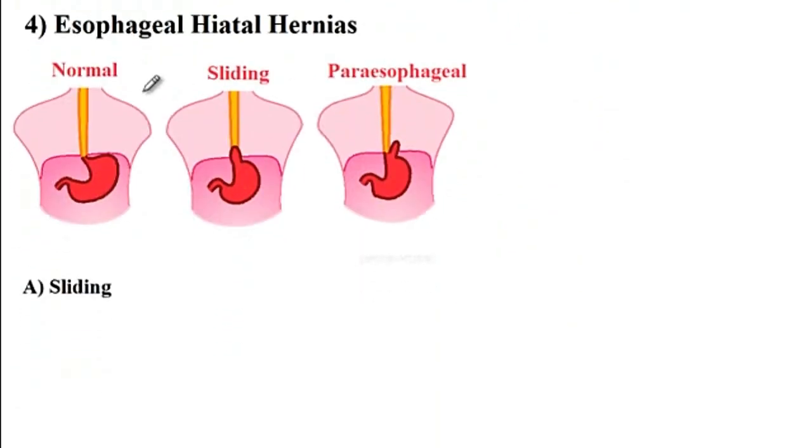Next, we have the esophageal hiatal hernias, which are divided into sliding and paraesophageal hernias. So here you can see that we have the gastroesophageal junction, and with these sliding hernias, the gastroesophageal junction has moved into the thorax, and part of the stomach also has been moved into the thorax. Versus with the paraesophageal hernias, the gastroesophageal junction has not been moved, so it's still under the diaphragm. But still, part of the stomach has herniated into the thorax.